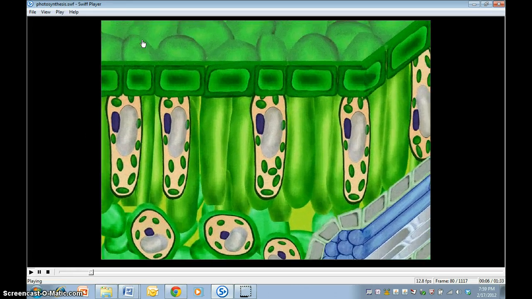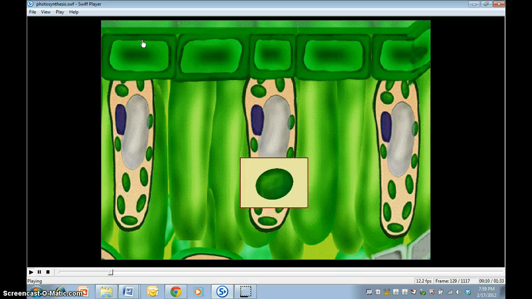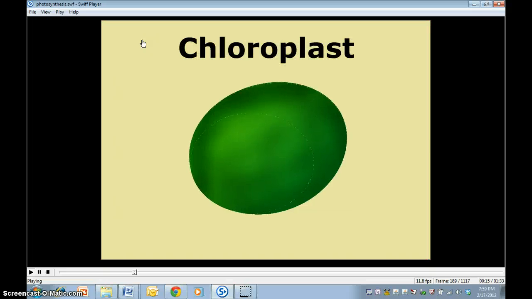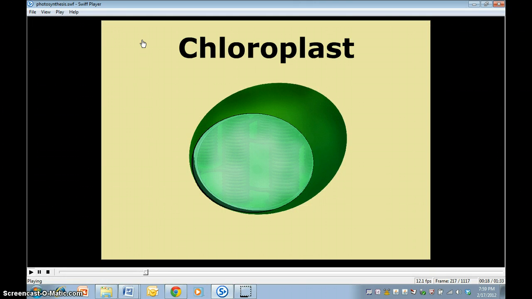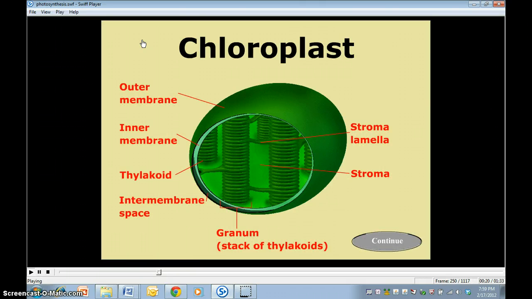So we're going to zoom in on the palisade layer, and again, this is just your typical plant cell: nucleus, extra large vacuole for storing water, cytoplasm, cell wall, and of course the chloroplast, which is what we'll zoom in on now. So here's a picture of a chloroplast. If you cut it open, you should see all these stacks on the inside. These stacks are called thylakoids, and the space around them is called the stroma.